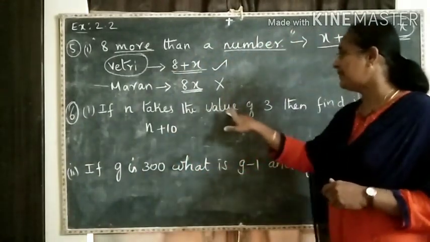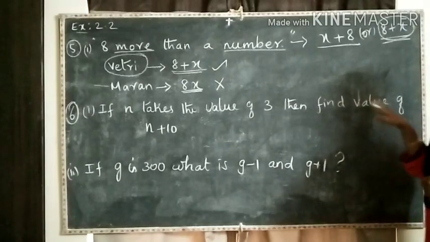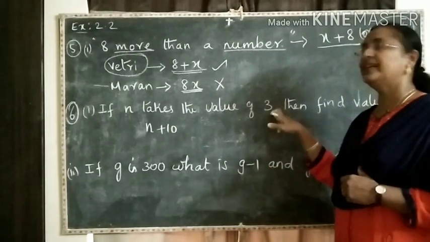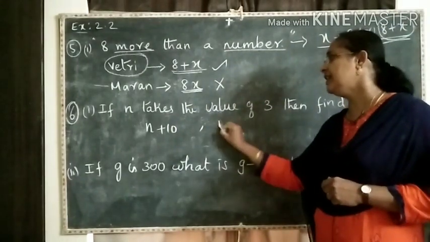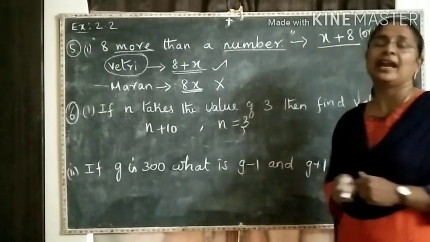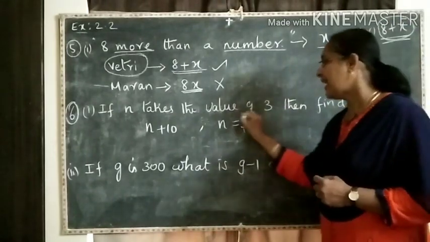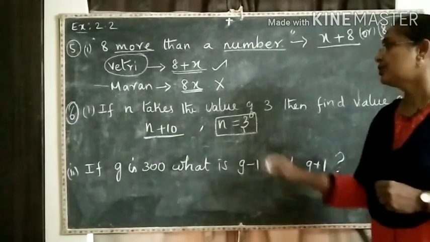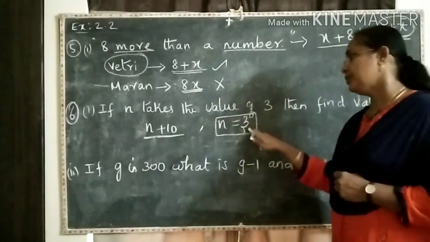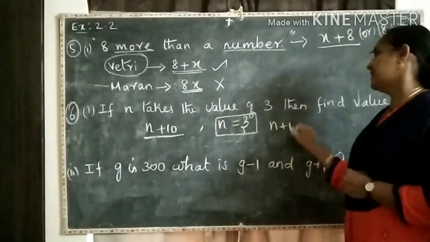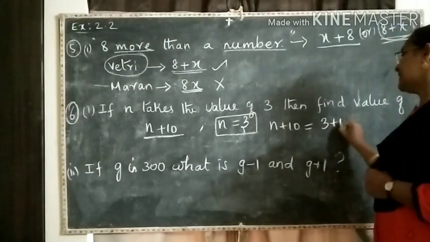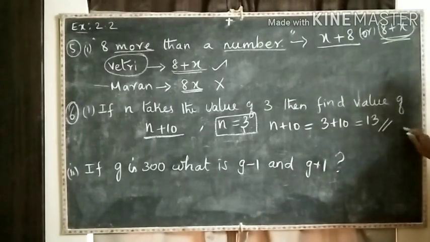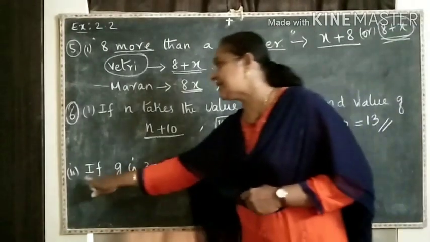Okay, now look into the sixth question. If n takes the value of 3, then find the value of n plus 10. If n takes the value of 3, what does it mean? n is equal to 3. Now, in n plus 10, I am going to substitute n equal to 3. So n plus 10 will be equal to 3 plus 10, that is equal to 13. That is the answer. It's very simple, isn't it?